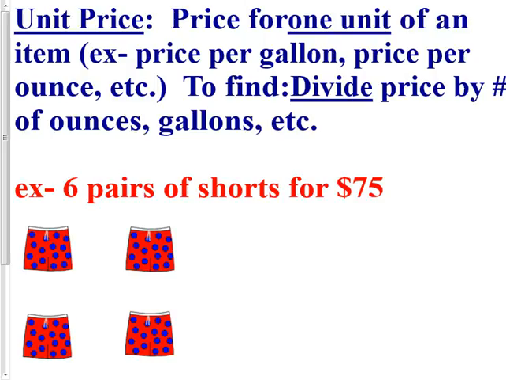The price per ounce means the price for 1 ounce of something. And the way that we find the unit price is we divide the price by however many ounces or gallons or whatever else the unit is that we're buying, however what we're buying is measured.